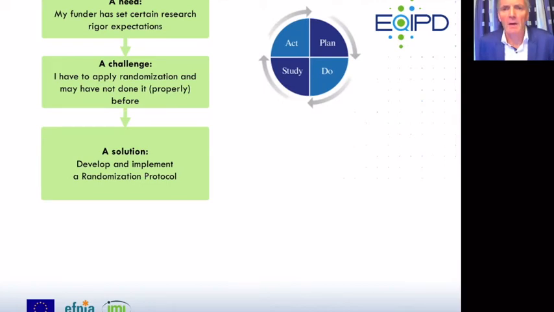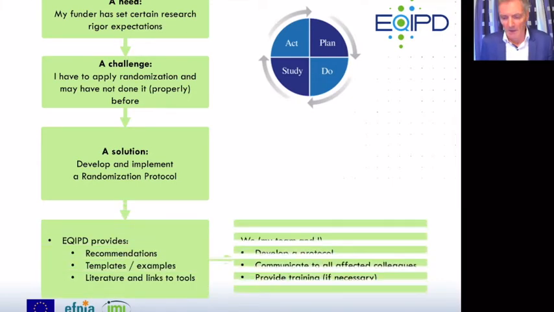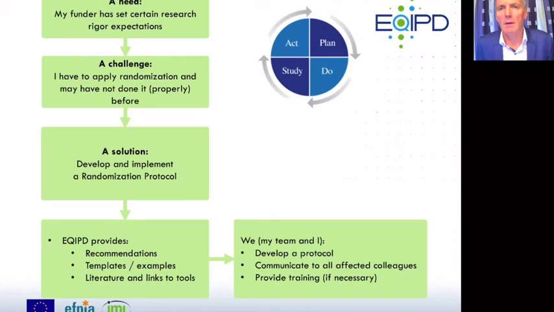To that end, eqipd provides specific guidance on how to build such a protocol, what should be considered, provides templates for these and examples, as well as supporting literature and links to software and other tools that help implement the randomization process. And then armed with this knowledge, you can develop a randomization protocol, communicate it to all colleagues who may use it or may need to be informed about it, and in some cases even provide training to make sure that randomization is well understood and correctly used.